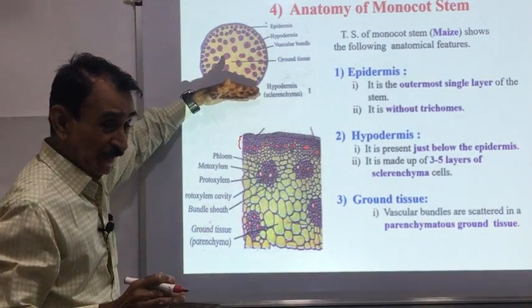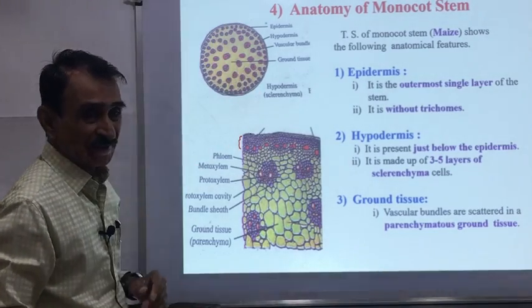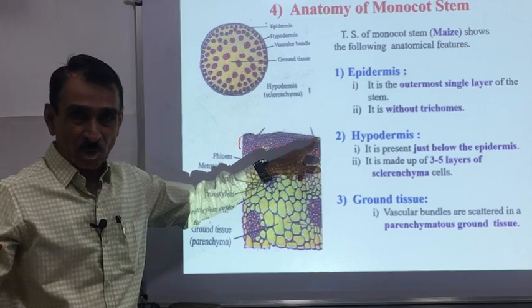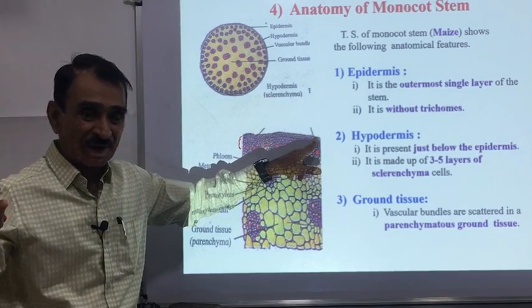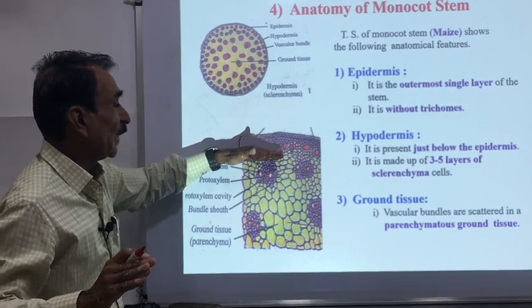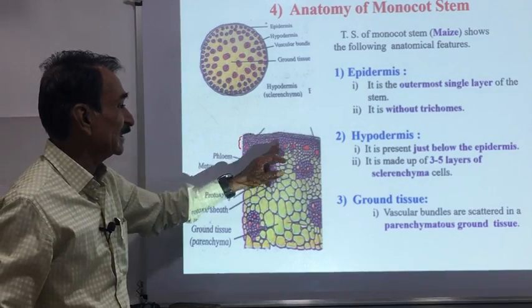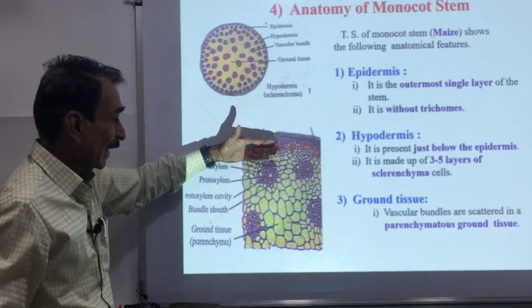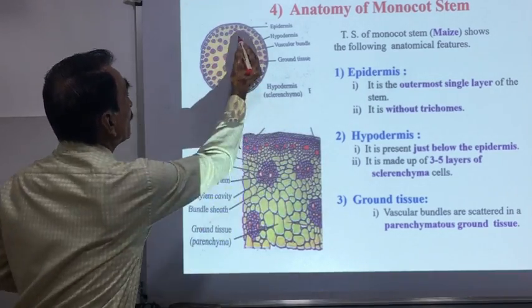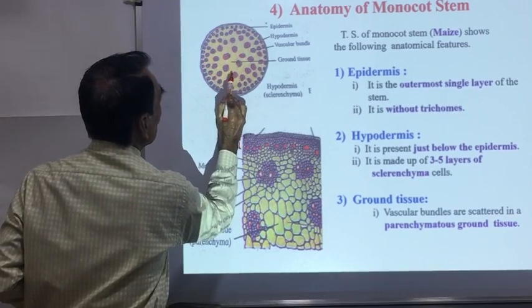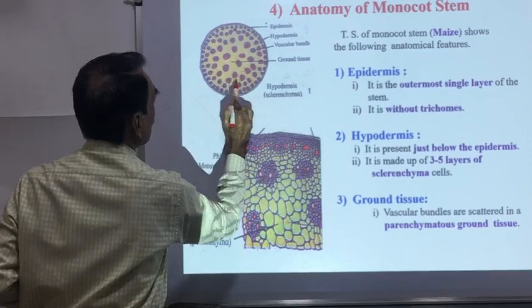Transverse section of the maize stem shows the following structure: single layered epidermis without trichomes, without multicellular hairs. Epidermis is followed by 3 to 5 layers of sclerenchyma cells. This is the hypodermis, and then this is followed by ground tissue. This is entirely ground tissue. In this ground tissue, these vascular bundles are spread or suspended.